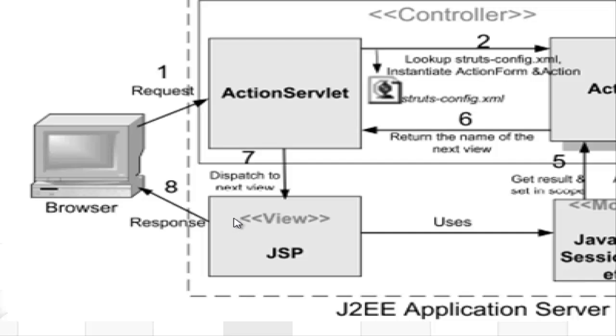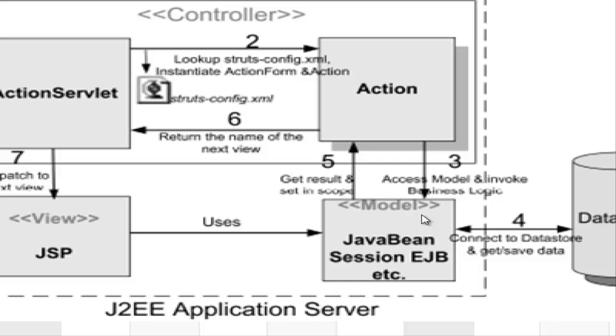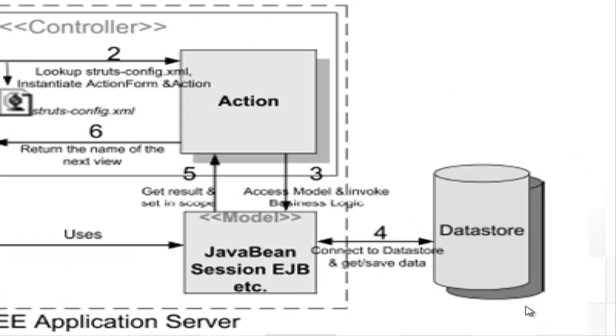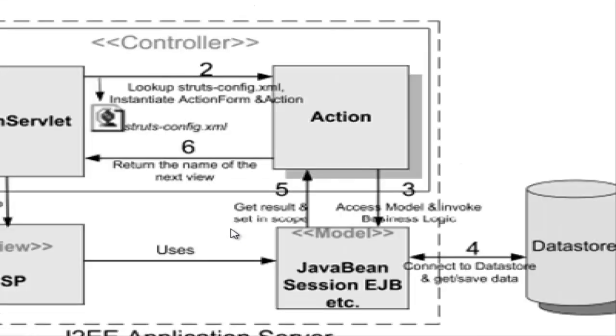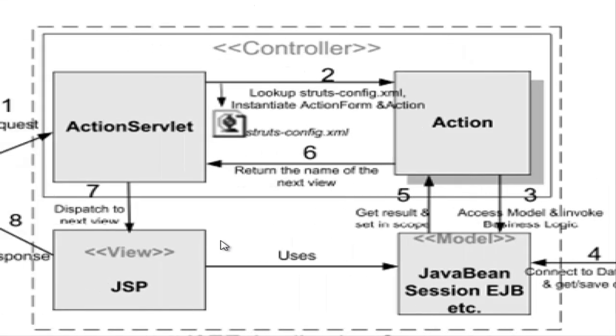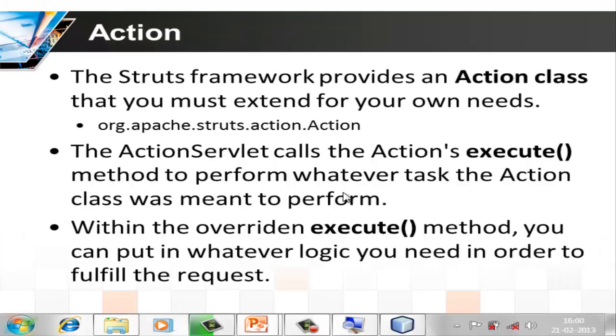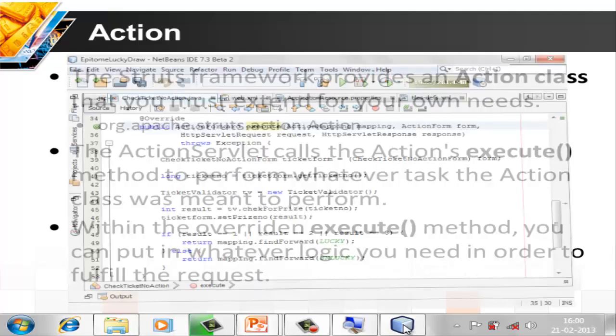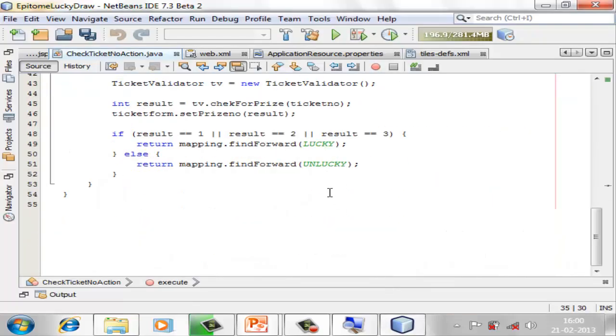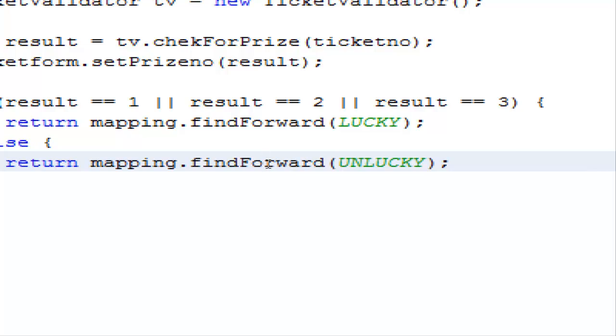Your control comes to the action servlet. It looks up the Struts-Config. You call the action. The action does something with the business layer and returns the action forward. So that is the important thing. Let me show that here. Very important thing: you are creating something with mapping.findForward, or find something.